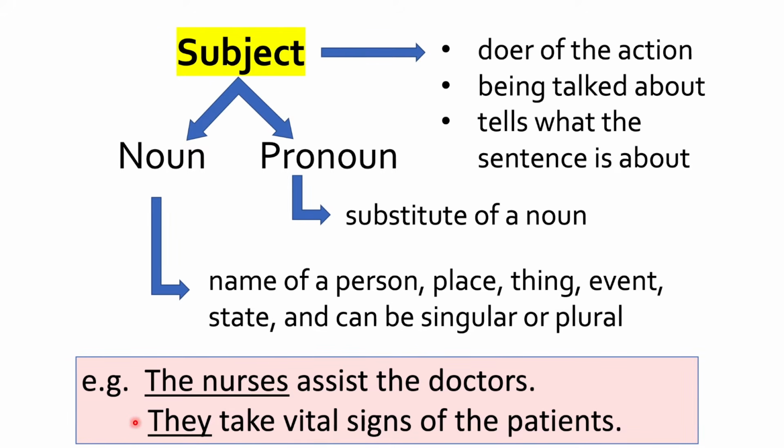And then we have the second sentence, they take vital signs of the patient. They is a pronoun, a plural pronoun actually, referring to the nurses. Because as we have mentioned earlier on, pronouns are substitutes for nouns. We cannot substitute the plural nurses with a singular pronoun. That's why we have they, which is plural. Okay? So what's being talked about in the sentence? It's the nurses and they. They are the doer of the action.